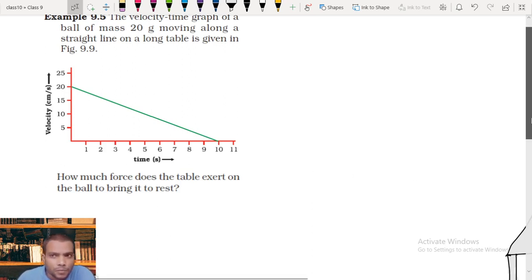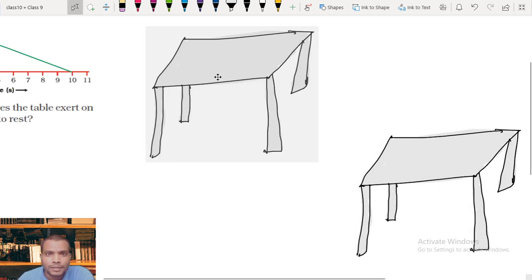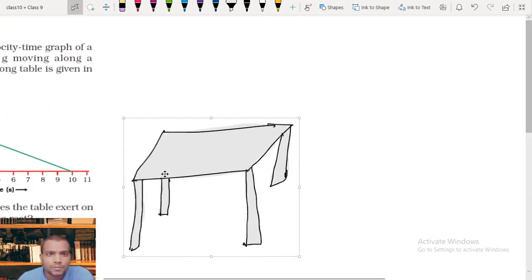A graph is plotted between velocity versus time for a moving ball on a long table. Because of friction between the ball and the table, the ball comes to rest. So we need to calculate the force the table exerts on the ball to bring it to rest. I have a tablet here, so let me draw the diagram first.